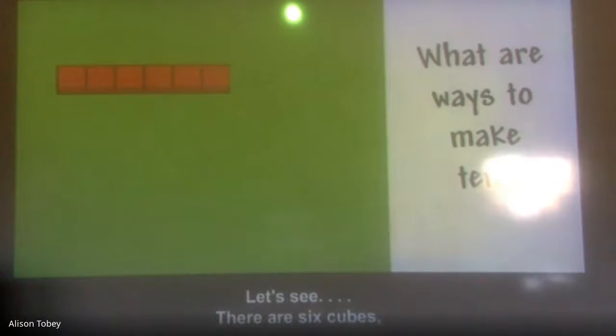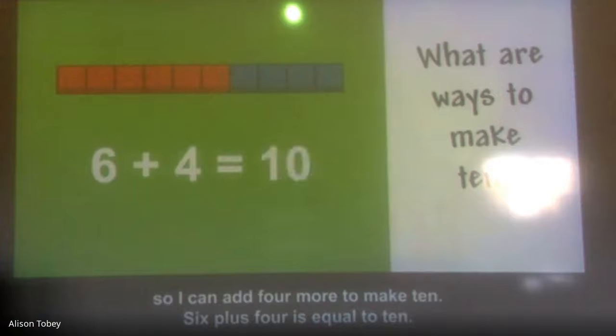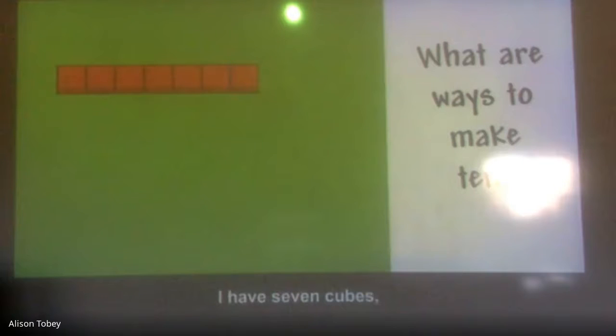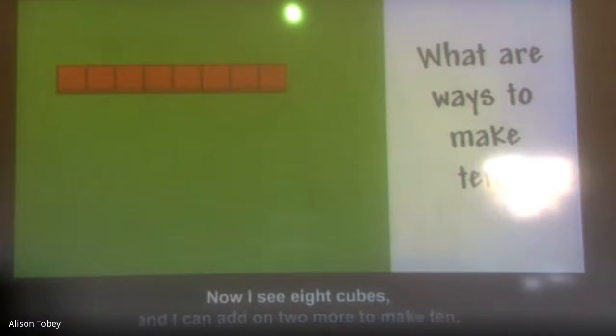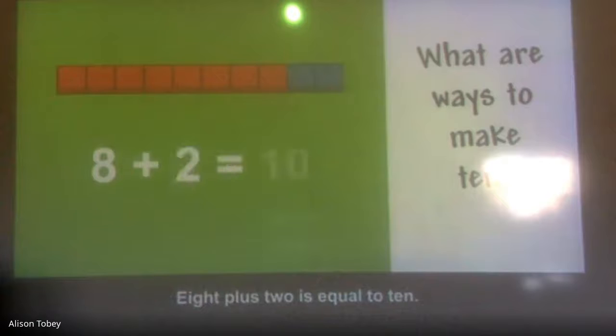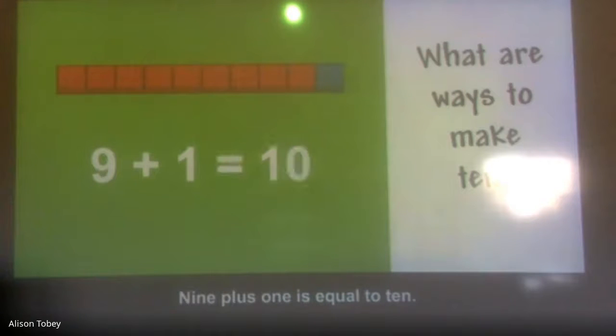Let's see. There are 6 cubes, so I can add 4 more to make 10. 6 plus 4 is equal to 10. I have 7 cubes, and I can add on 3 more to make 10. 7 plus 3 is equal to 10. Now I see 8 cubes, and I can add on 2 more to make 10. 8 plus 2 is equal to 10. I've got 9 cubes, and I can add on 1 cube to make 10. 9 plus 1 is equal to 10.